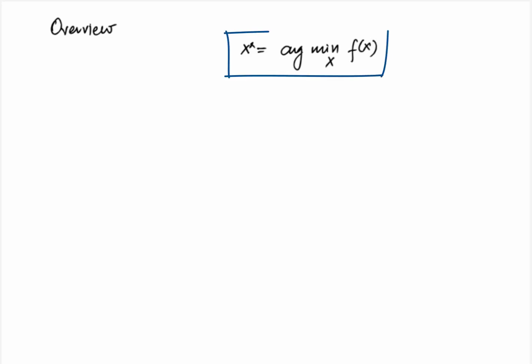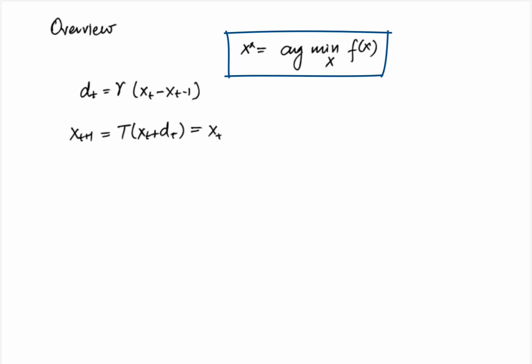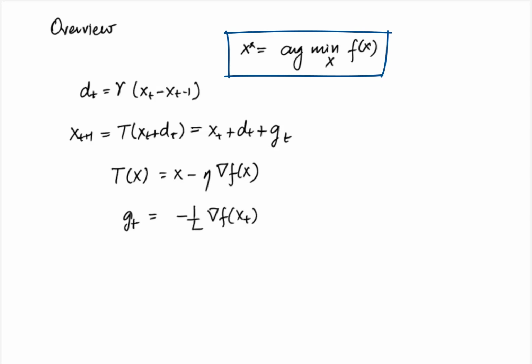The accelerated gradient descent for this case takes the form d_t equal to gamma times (x_t minus x_{t-1}) and x_{t+1} equal to T of (x_t plus d_t), which is x_t plus d_t plus g_t, where the operator T is defined as T of x equal to x minus 1 over L gradient f of x. Recall that we set eta equal to 1 over L throughout, and g_t equal to minus 1 over L gradient of f of (x_t plus d_t).